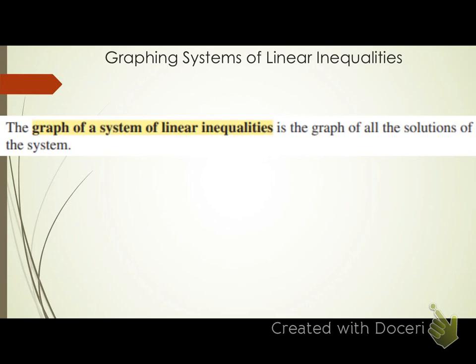You don't necessarily have to write this down. This is just a blanket statement. The graph of a system of linear inequalities is the graph of all the solutions of the system. So our graph helps us represent all the solutions to our system of inequalities, just like yesterday, the graph of our inequality represented all the solutions of that one inequality. The graph of a line represents all the solutions of a linear equation. Graphs help us represent and visualize all the solutions for our inequalities or equations. Okay?